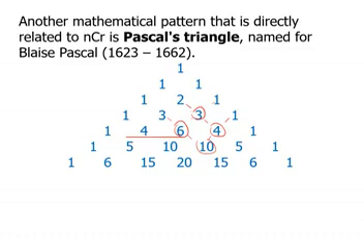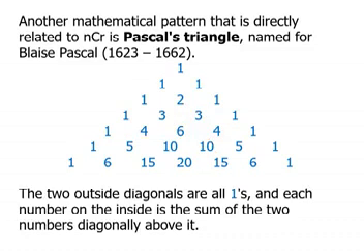Once you have any row across, it's very easy to find all the rows underneath it. So the two outside diagonals are always the ones, and again, all the inside numbers are the sum of the two numbers diagonally above it.